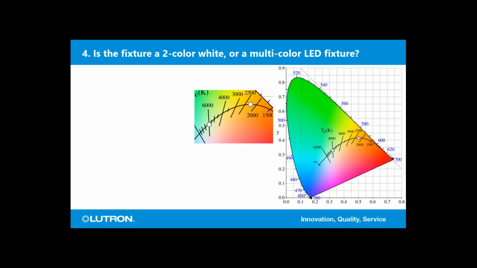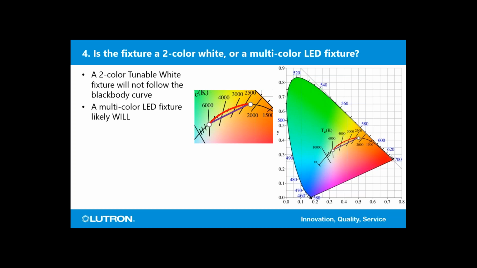So the fourth question we want to ask is, is the fixture a two-color white or a multicolor LED fixture? The reason why this is important to ask is if you're using a two-color tunable white fixture, it's not going to follow the black body curve. You're going to have a warm strip that in this example is around 2300 Kelvin and a cool strip around 6000 Kelvin, and it's going to move linearly on the chromaticity diagram between those 2 points, which means it won't follow the black body curve.